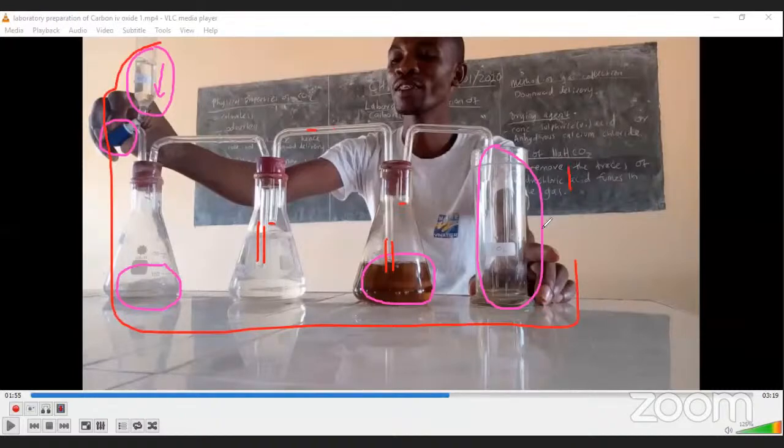Yes, Jovia. So why does one tube go into the solution and one does not?